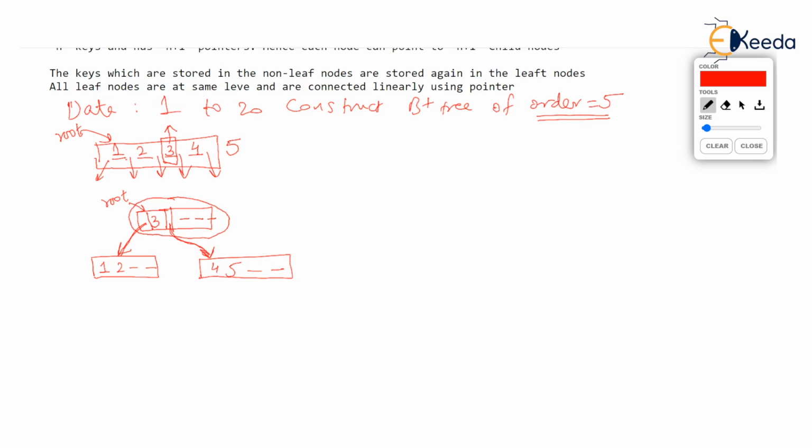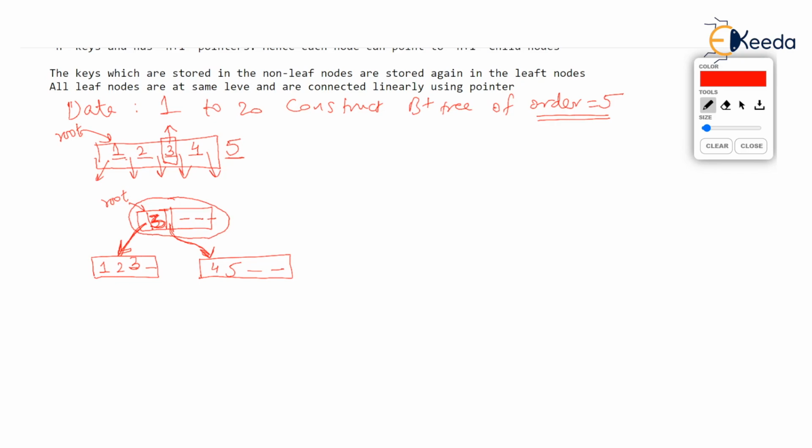And we have set the rule that if you want to store 3 again, then store 3 to the left of 3. So the left node of 3 will store 3. 3 will join after 1, 2, because the node has to be sorted. That's how a key in the non-leaf node will be stored again in one of the leaf nodes.